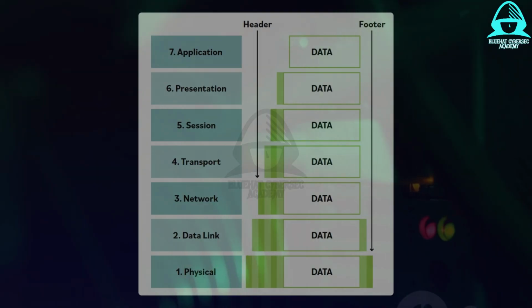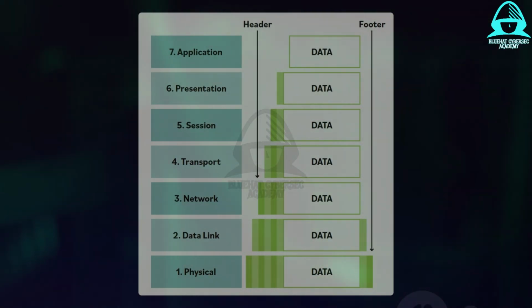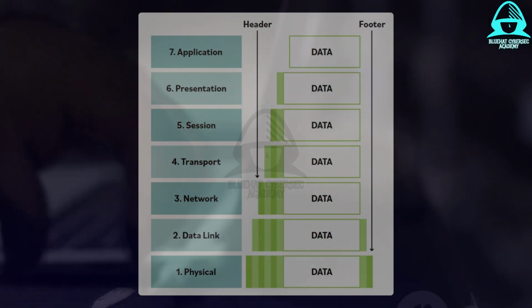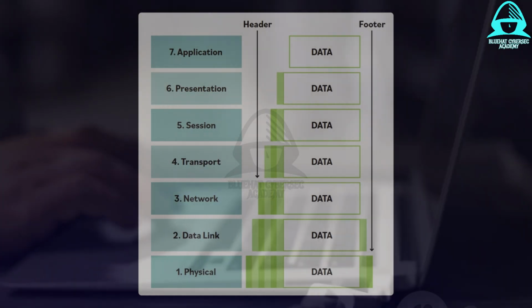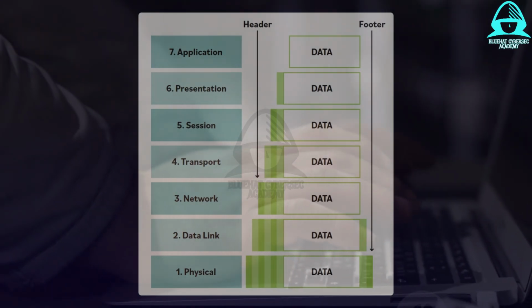At the physical layer, or layer 1, the data unit is converted into binary, for example, 01010111, and sent across physical wires such as an Ethernet cable.